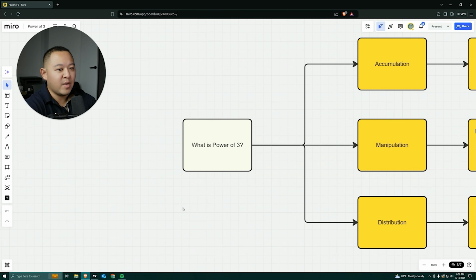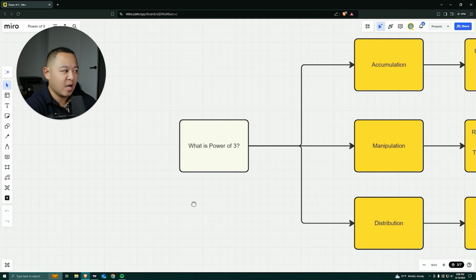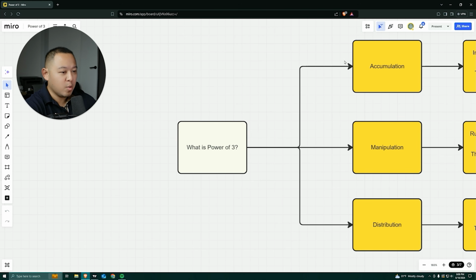Alright, before we get into the Power of 3 hacks that will instantly improve your win rate, first we have to understand what is the Power of 3. Now, if you haven't heard of the Power of 3, basically we have accumulation, manipulation, and distribution. And this is the flow of how a candlestick is actually forming.